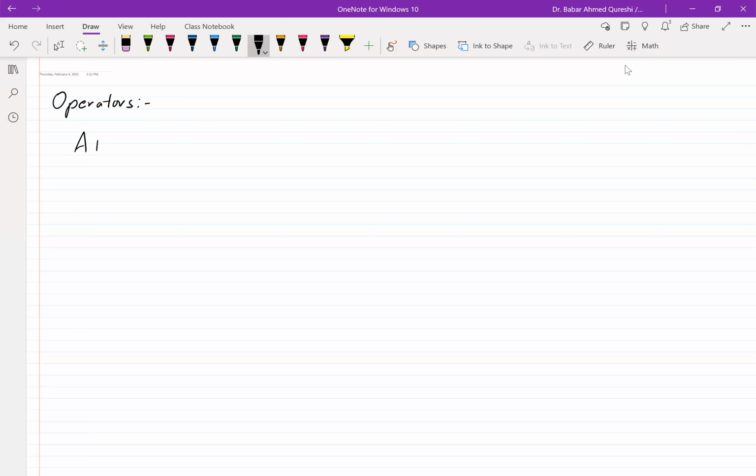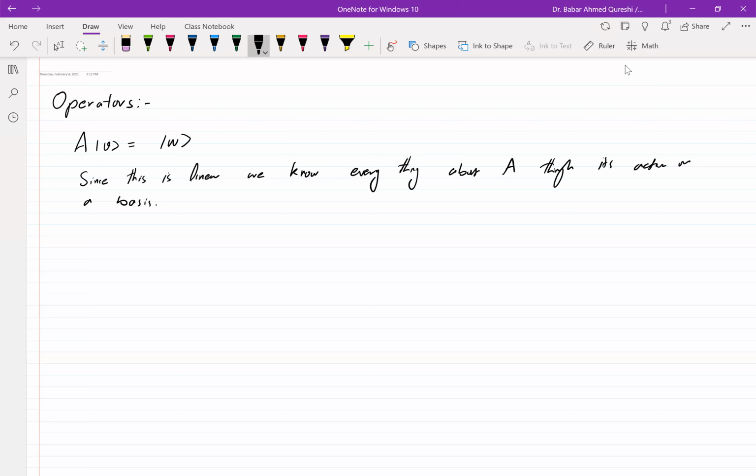So we had these operators A, which act on a vector and give you another vector in a linear fashion. Now, since this is linear, we know everything about the operator A through its action on a basis. So if you just know how it acts on the basis elements, then you know everything there is to know about these operators. And then you can compute.